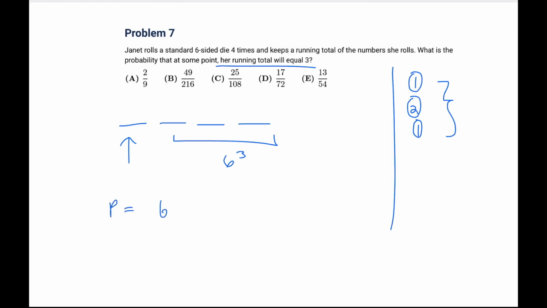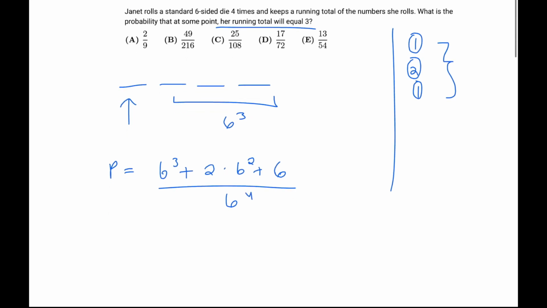So our final probability is going to be the number of ways for the first case, the number of ways for the second case, and the number of ways for the third case, all divided by the total number of ways Janet can roll her die 4 times, which is 6 to the power of 4. And we're just going to simplify this fraction.